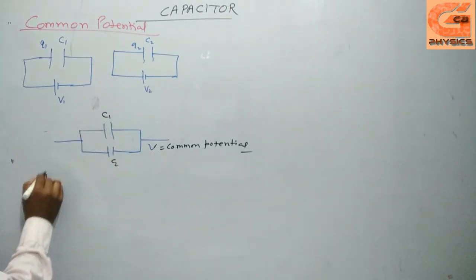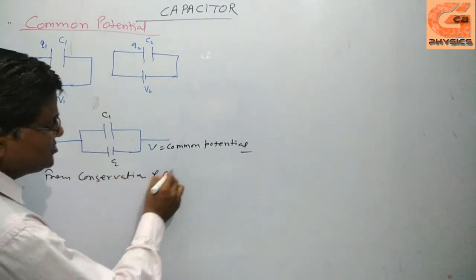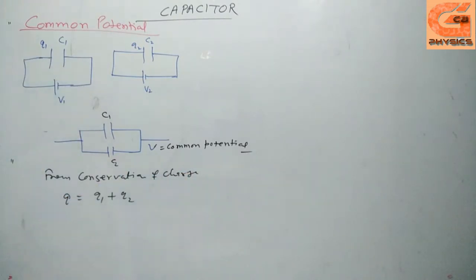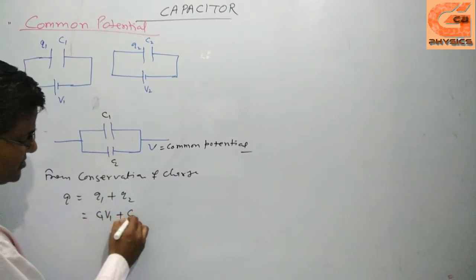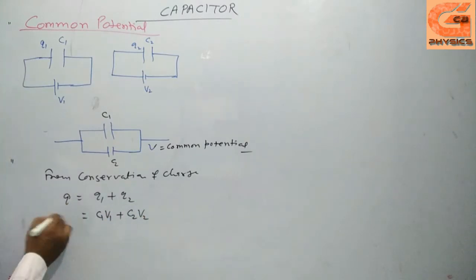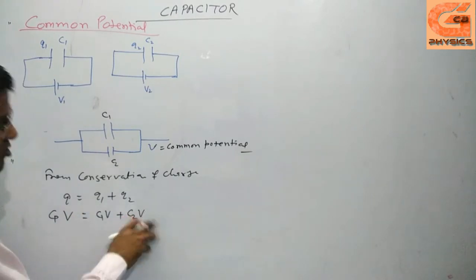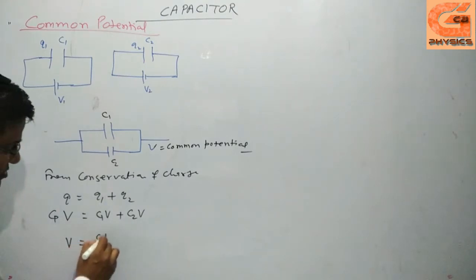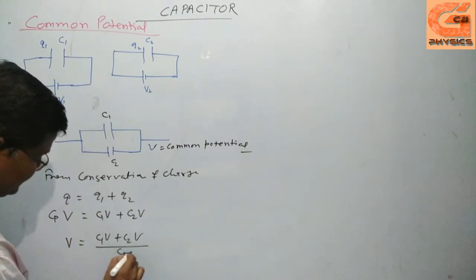And from conservation of charge, Q is equal to Q1 plus Q2. Q is equal to C1V1 plus C2V2. And Q equals CpV, where V1 is V and V2 is V, because this is the common potential. So CpV equals C1V plus C2V, hence the common potential V equals (C1V1 + C2V2)/Cp.